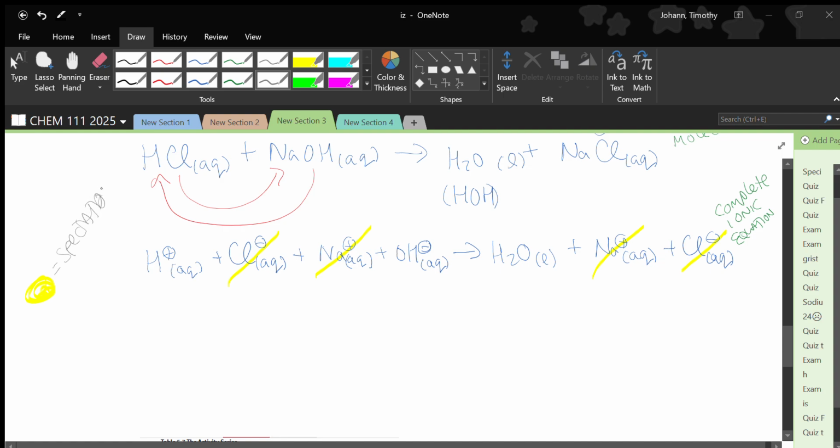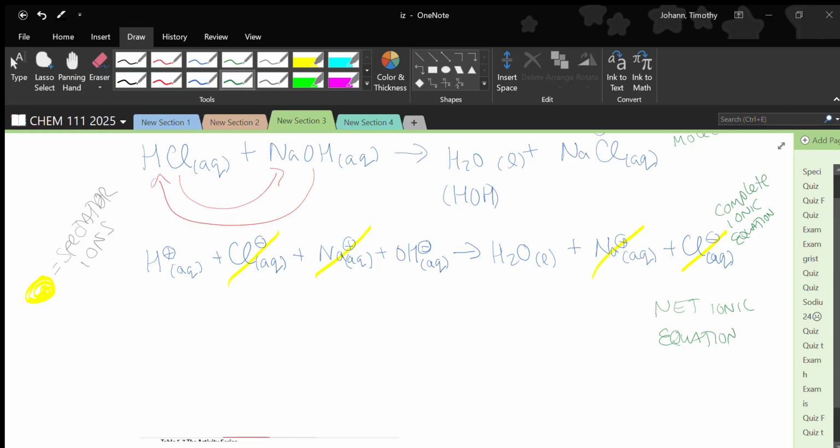Spectator ions. Okay, and so if I was to write the net ionic equation, what would this look like? Write out the net ionic equation. Remember that the net ionic equation is just the complete ionic equation minus the spectator ions.